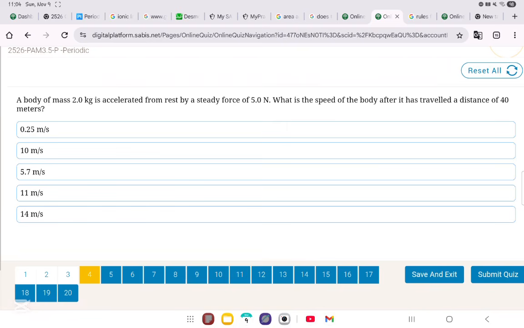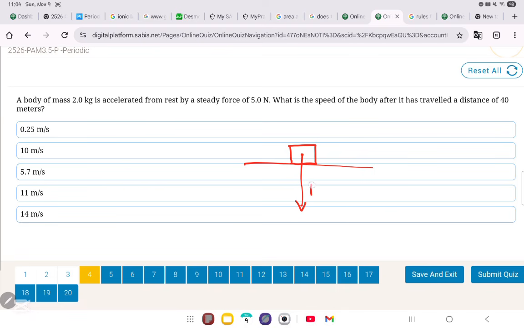We move on to question number 4. It says, a body of mass 2 kg is accelerated from rest by a steady force of 5 newtons. What is the speed of the body after it traveled a distance of 40 meters? So let us draw the free body diagram of what they described to us. A body of mass 2 kg.